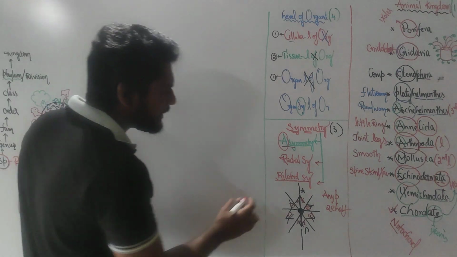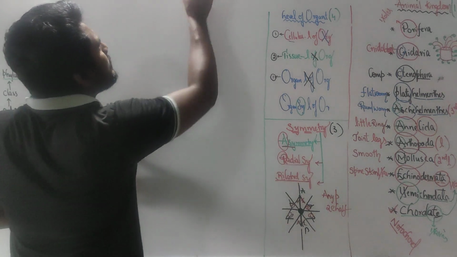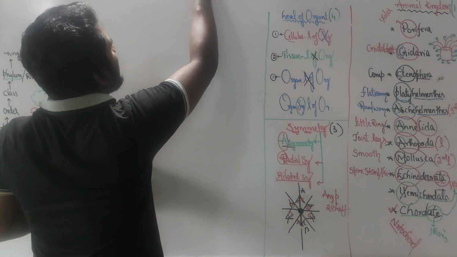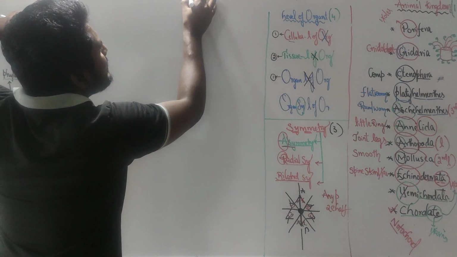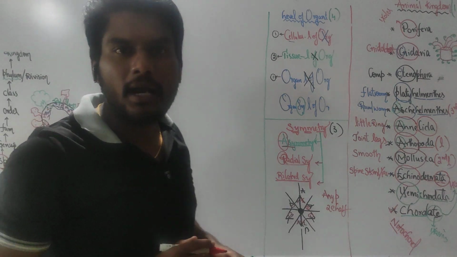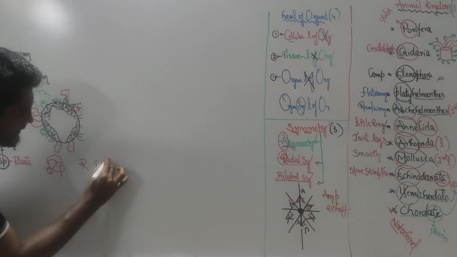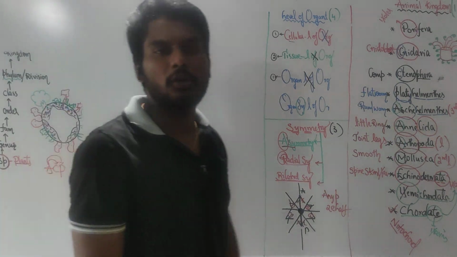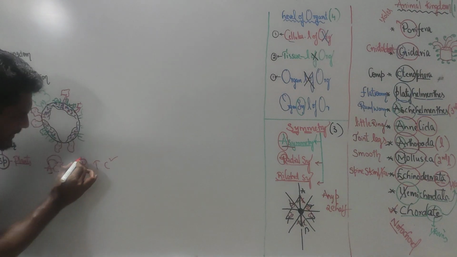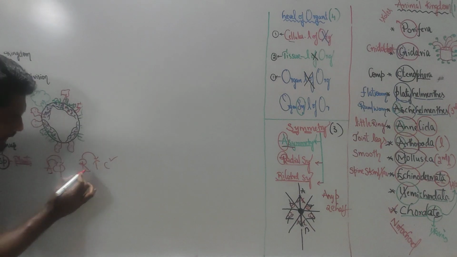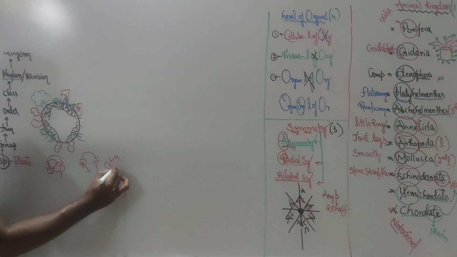Next, you go for the second type of symmetry. What is the second type of symmetry? Radial symmetry. Radial symmetry, spelling starting with what? R. So remember, R stands for radial symmetry. Radial symmetry is seen in which level? Tissue level. Tissue level is seen in how many phyla? 2 phyla: number 1 is Cnidaria and number 2 is Ctenophora. So just remember it as RTC square. RTC, Road Transport Corporation.